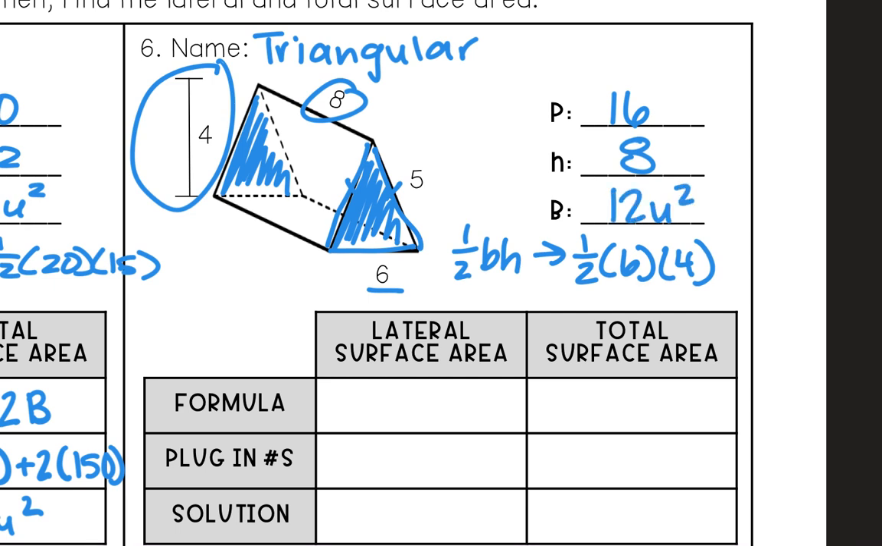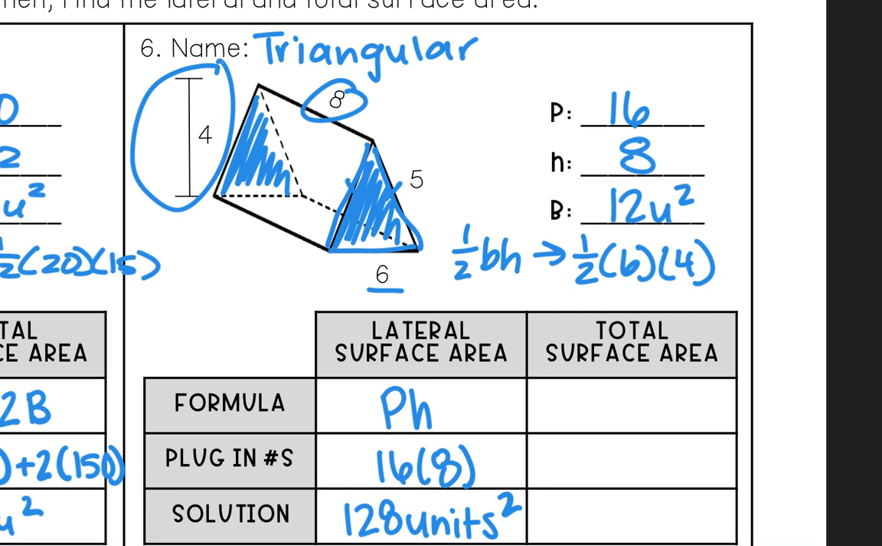Moving on to lateral surface area again. So we have perimeter of the base times height. So 16 is our perimeter of the base times our height. So 16 times 8 should be 128 units squared. Again, you can write it out or just put U squared.